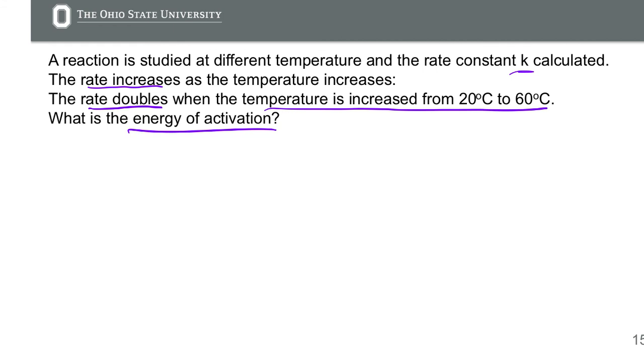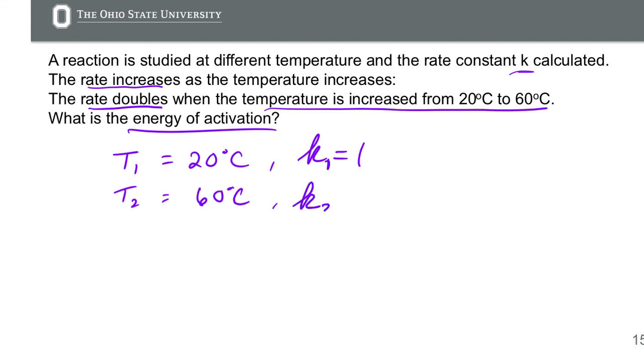So we could say we're going to call T1 20 degrees Celsius. We're going to call T2 60 degrees Celsius. And at temperature 1, the rate constant, we're going to say 1. And we're not going to worry about units. And then rate constant 2 is going to be 2. Okay, we said that the rate doubles when we go from 20 degrees C to 60 degrees C, and so we can say that K2 is twice that of K1.